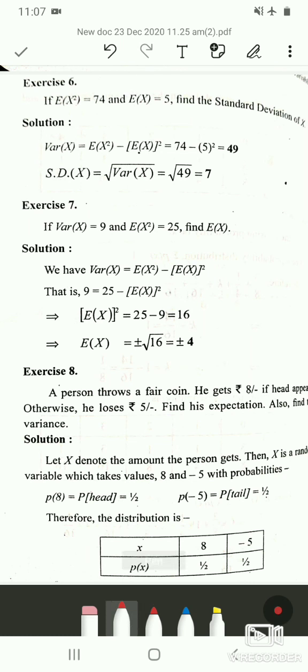So that is 9 is equal to 25 minus expectation of x the whole square. Therefore expectation of x the whole square would be 25 minus 9, which is 16. They have asked just expectation of x. Therefore take the square root, which is plus or minus 4. Therefore expectation of x is plus or minus 4.